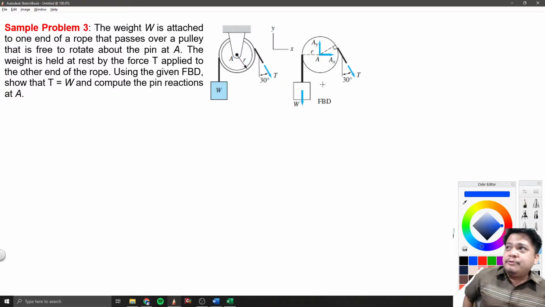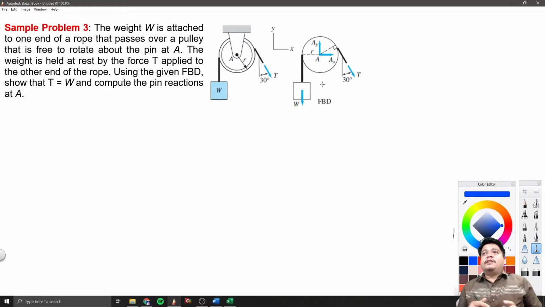The weight W is attached to one end of a rope that passes over a pulley that is free to rotate about point A. So, yung point A daw is spin. Okay? The weight is held at rest by the force T applied to the other end of the rope. Using given FBD, show that T is equal to W and compute the reactions at A.